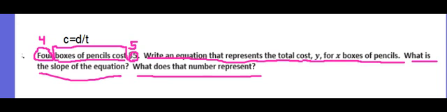I need you to circle the numbers 4 and 5. I've underlined the questions: write an equation, what is the slope of the equation, and what does that number represent. And the operation I've boxed out is a little difficult to find, but it's actually that the boxes of pencils cost something. So I've actually annotated over that constant rate. It's equal to distance over time. Make sure your paper looks like mine, please.